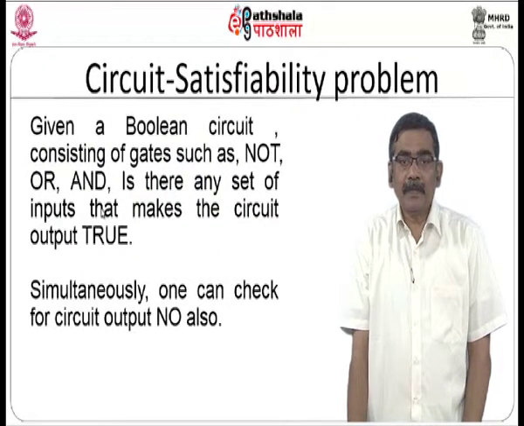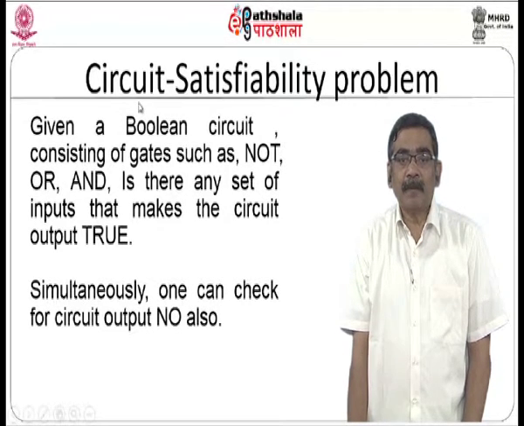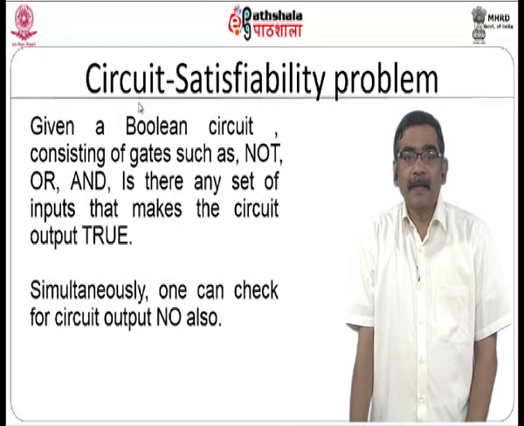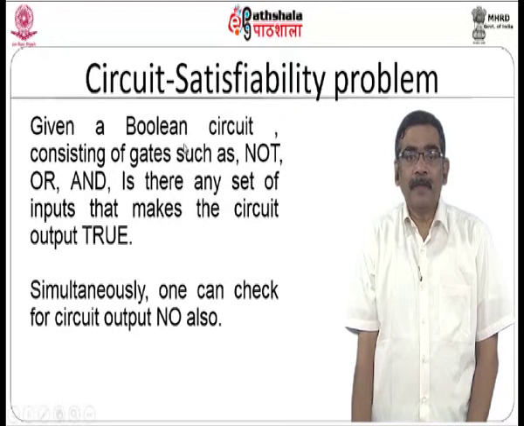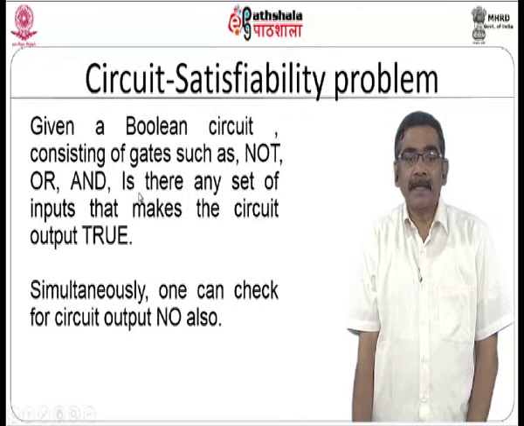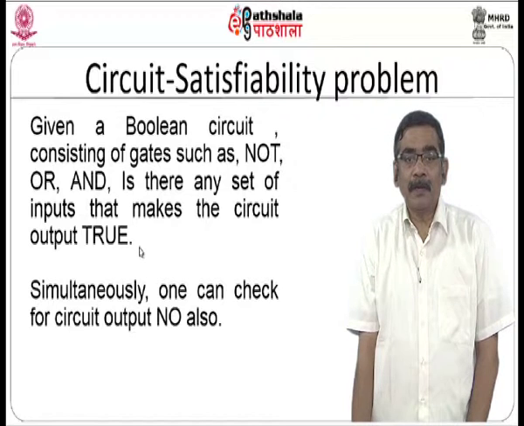One of the important contributions of Stephen Cook is the proof that the circuit satisfiability problem is NP complete. So, he formulated this problem in 1971. The problem of circuit satisfiability is something like this: given a Boolean circuit, where the Boolean circuit is said to consist of various Boolean gates like not, or, and. The question is, is there any set of inputs that can make the circuit output true? If someone gives an assignment that makes the circuit output true, then the problem is said to be satisfied.